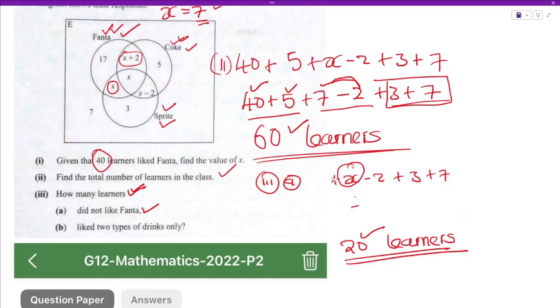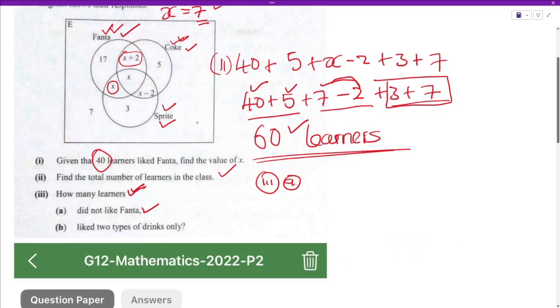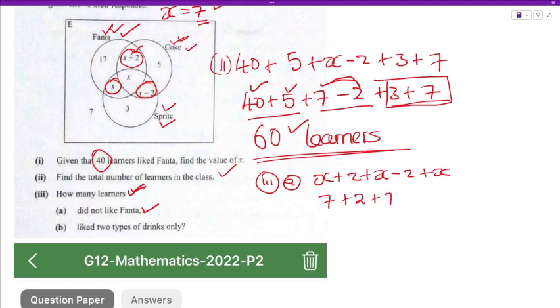learners who liked only 2 types of drinks. So simply capture those regions representing those who liked only 2 types of drinks. So we have these regions here, x plus 2, this region right there. So I'm going to say x plus 2, and then there are these regions, these guys here, plus x minus 2, and then there are also these guys here, plus x. Then everywhere where there's x, we put a 7. So we are going to say 7 plus 2 plus 7 minus 2 plus 7.